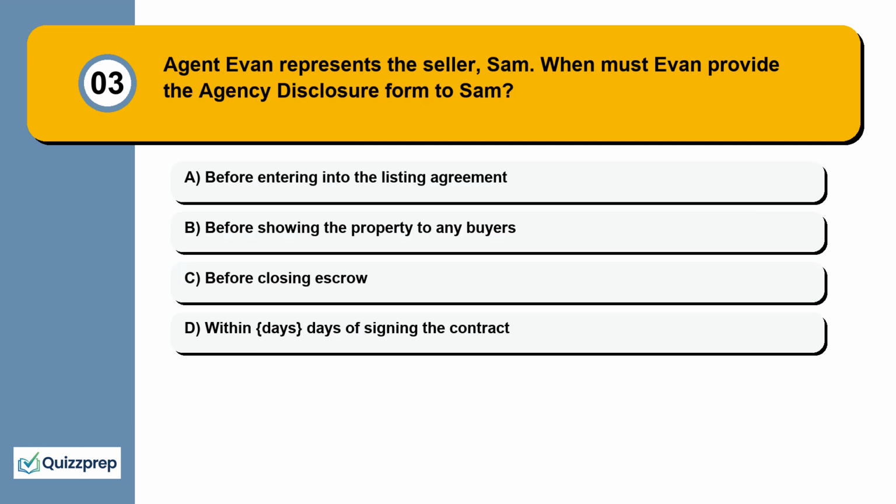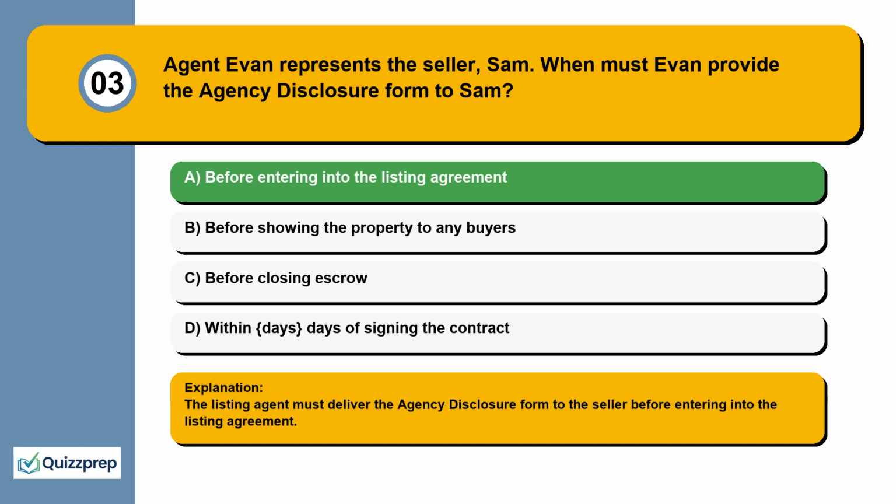Question 3. Agent Evan represents the seller, Sam. When must Evan provide the agency disclosure form to Sam? Before entering into the listing agreement, before showing the property to any buyers, before closing escrow, within days of signing the contract.